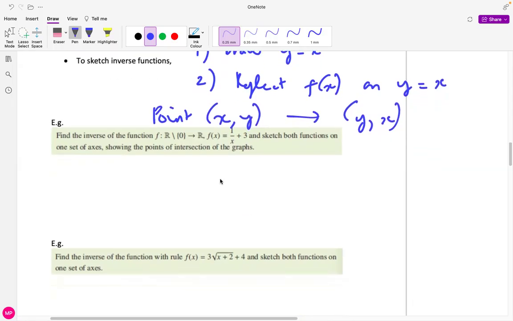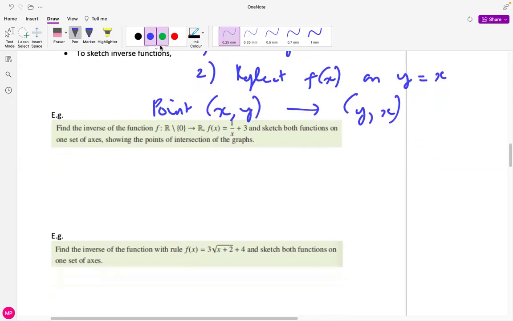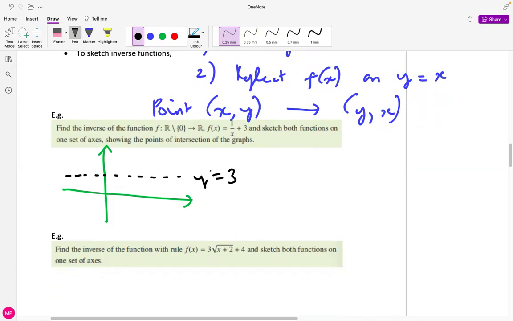Okay, here we do have an example. So here they give you the original equation, which is a hyperbola, and they want you to sketch both of them on the same axis. So if I do this, I have the asymptotes as y equals 3, right? And x equals 0. So I have here x equals 0. This is a positive hyperbola, so your shape will look like this.